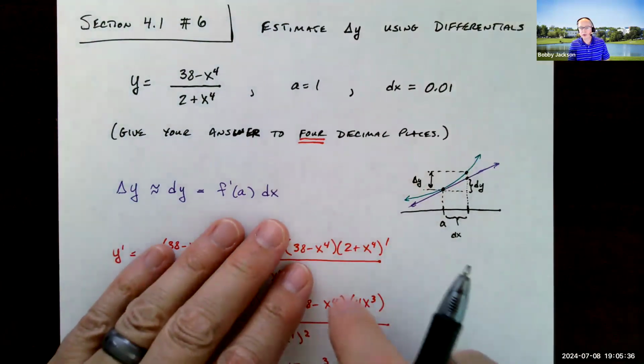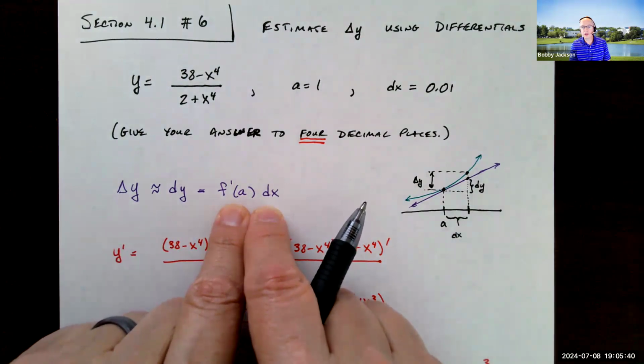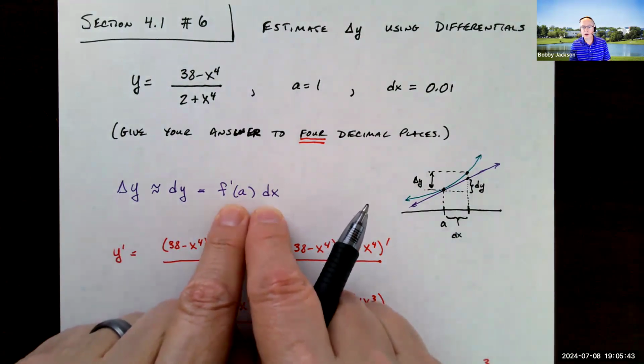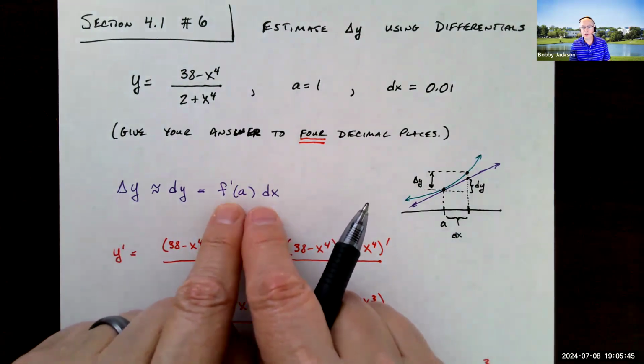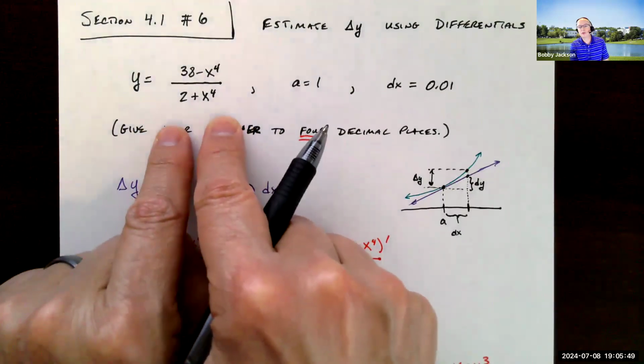Okay, nevertheless, this problem is just to evaluate this expression for our approximation. Now, in doing that, I need the derivative of the function, and then I'm going to evaluate, of course, a at 1. So I do need to find the derivative of this function.